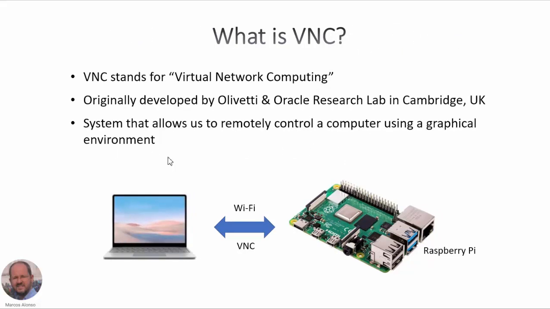First, a little bit about VNC. VNC stands for Virtual Network Computing. It was originally developed by Olivetti and Oracle Research Lab in Cambridge, UK. And VNC is a system that allows us to remotely control a computer using a graphical environment. So this is very convenient with our Raspberry Pi because we can control the Raspberry Pi from our personal computer without connecting anything else to the Raspberry Pi and using a graphical environment.